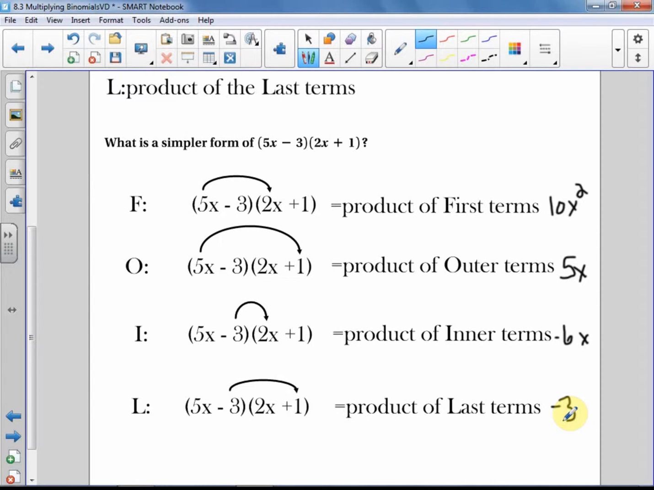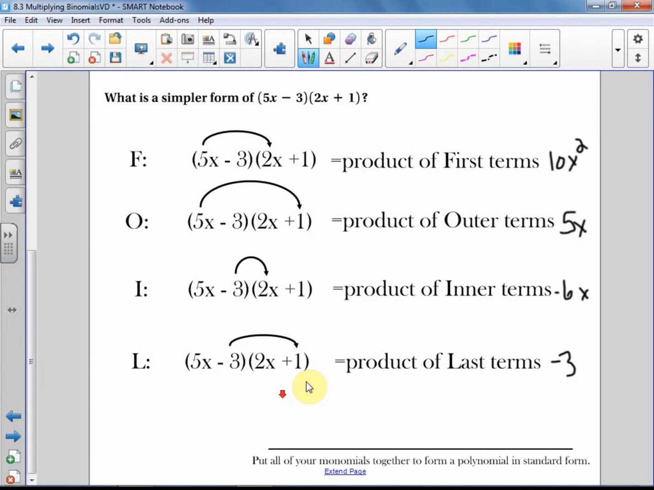So FOIL is essentially an acronym to help us distribute each and every one of the terms from each of our binomials. So first terms, outer terms, inner terms, and last terms. It's just a way to organize our distribution to make sure that every monomial is multiplied by a different monomial in each one of the binomials.